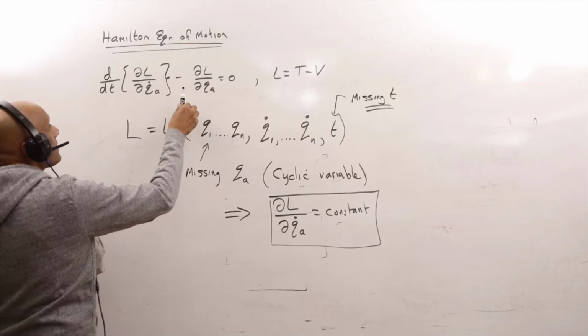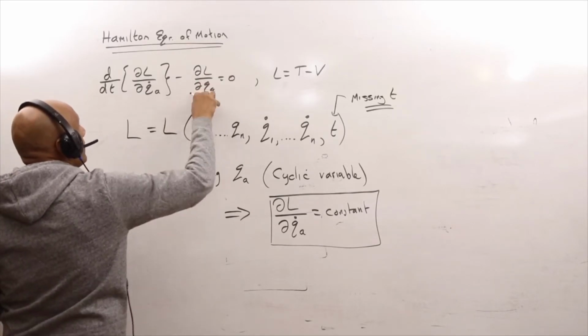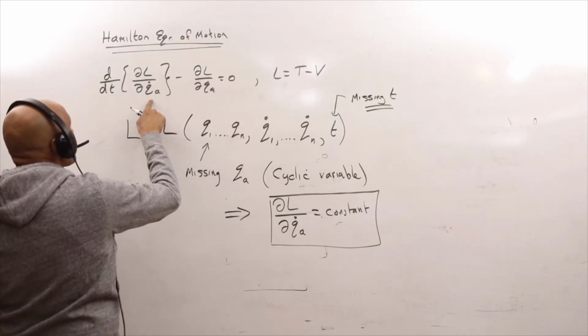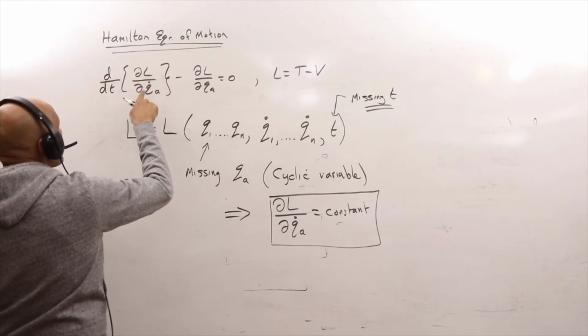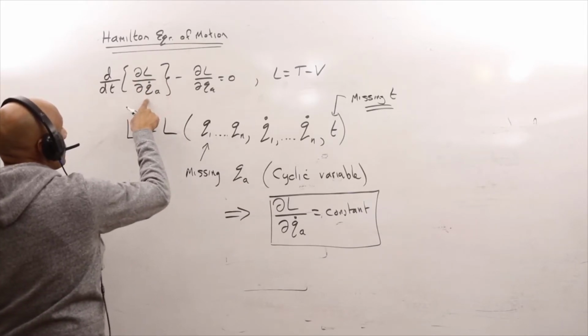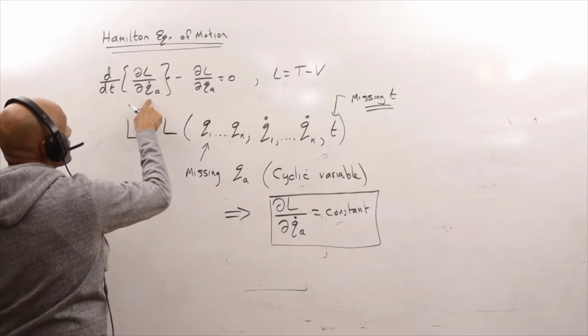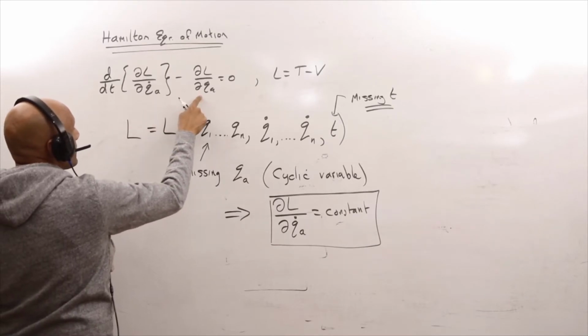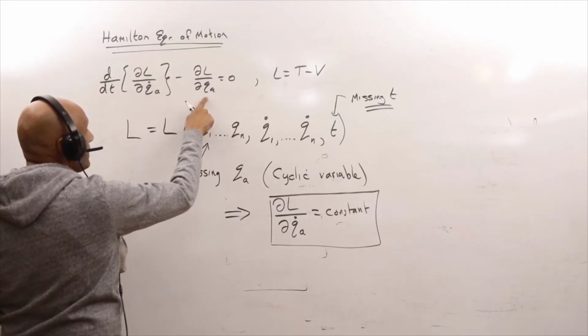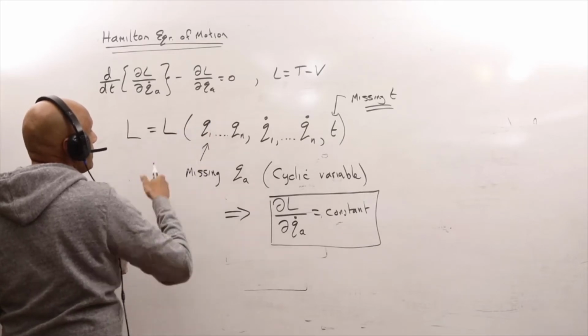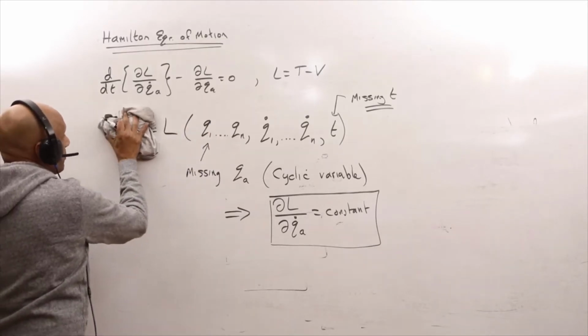So remember, the idea is that this is 0 in a cyclic coordinate. And so we're left with the partial of L with respect to the time derivative of that coordinate, right, is some constant. So we get a conservation principle because this term is missing. This is 0 because if Q_a is a generalized coordinate, a cyclic variable.